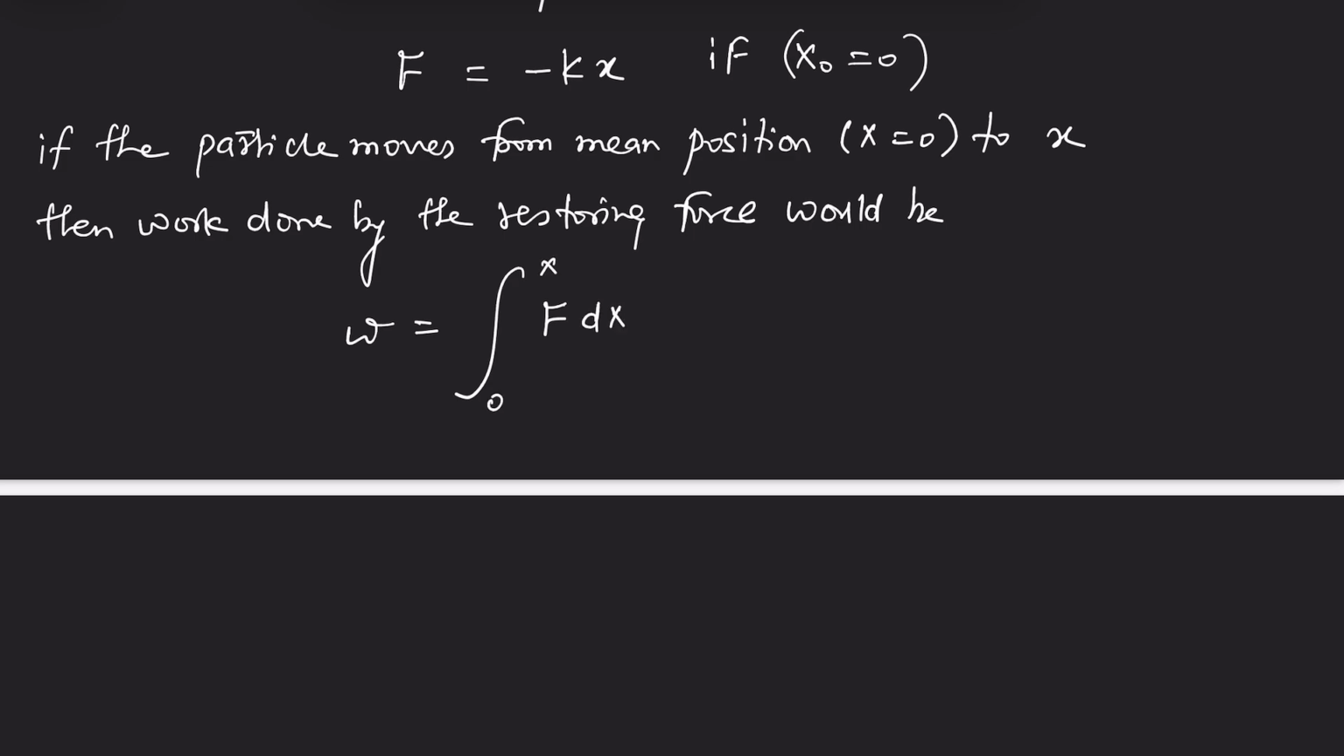So we can integrate this. It will be the integral of minus kx dx, from 0 to x. If I integrate this, I'll get minus half kx square. I hope this is okay.